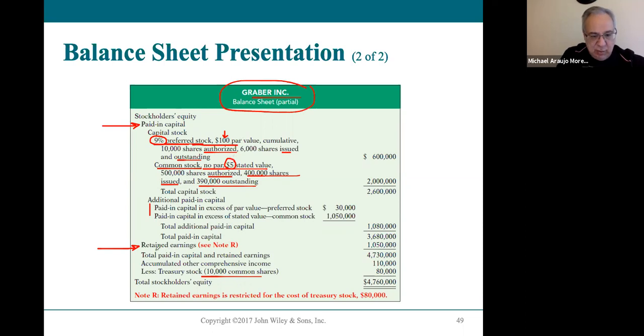Retained earnings is listed. Treasury stock is listed, etc. So it's important to understand and read some of these things. And again, these words, authorized, issued, outstanding, treasury stock, are very, very important to understand.